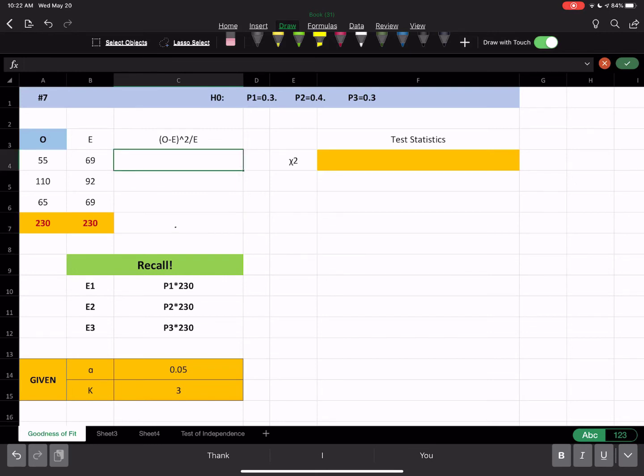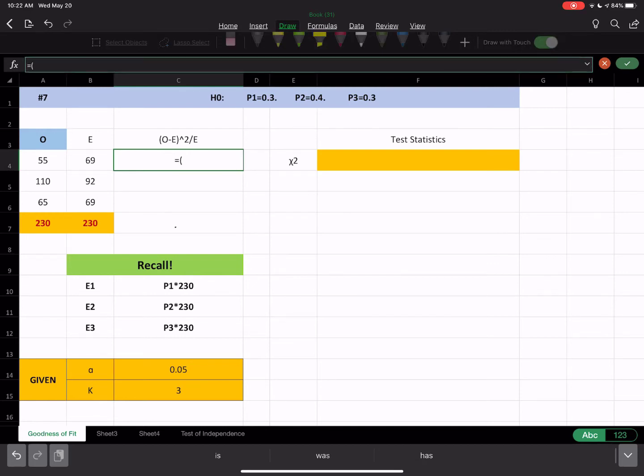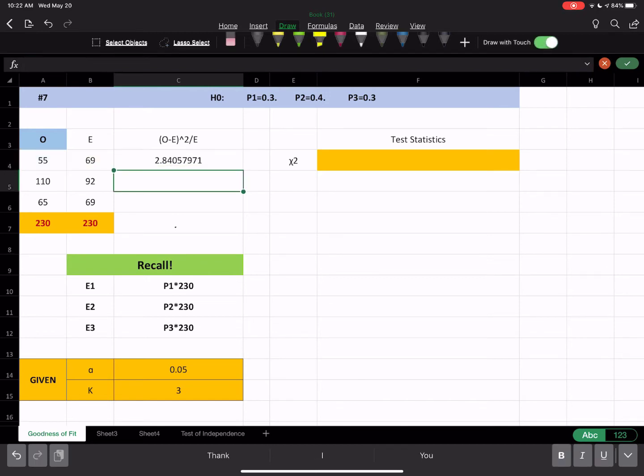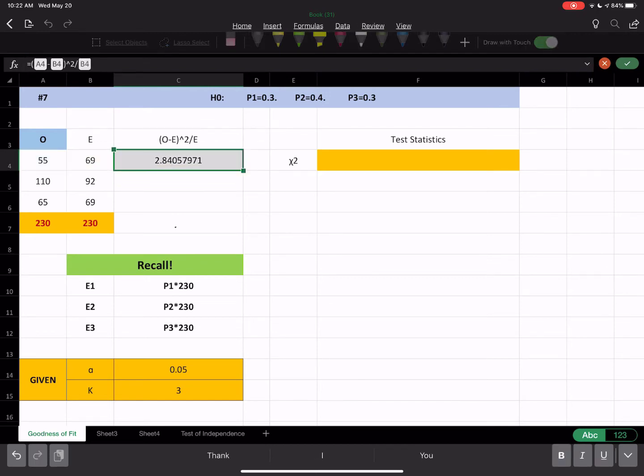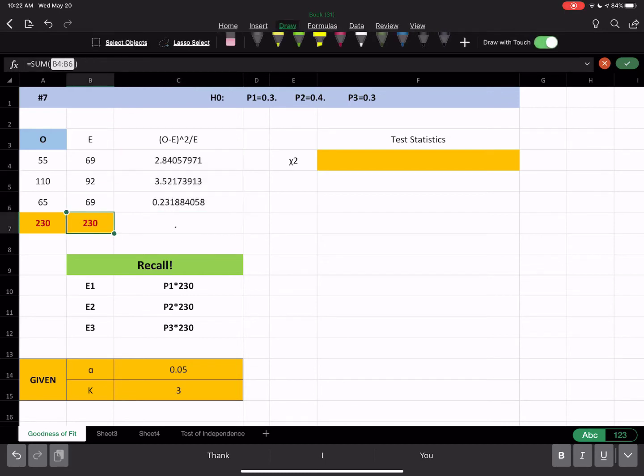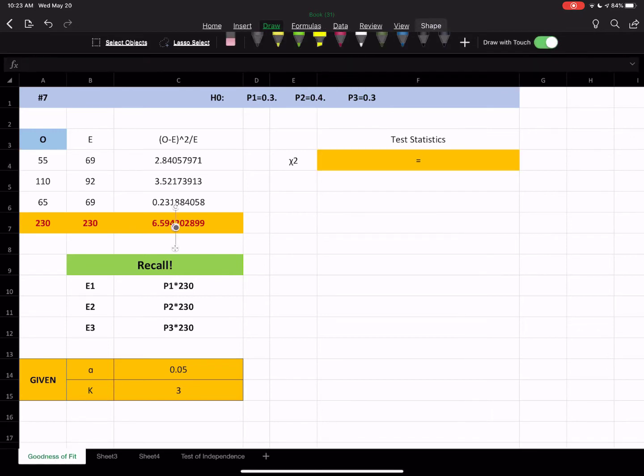Now I can calculate my test statistic, which is (O minus E) squared divided by E. I drag that down, and then I sum them to calculate the test statistic. Let's sum it. There we go. So my test statistic is 6.59.